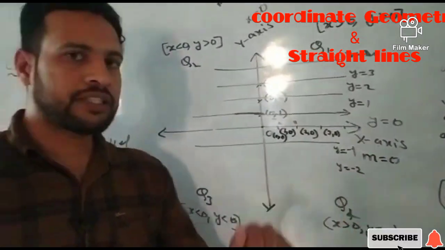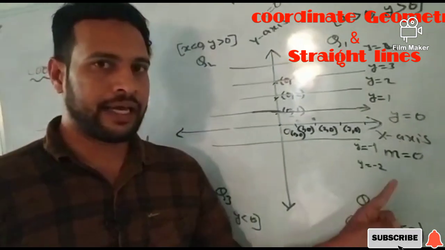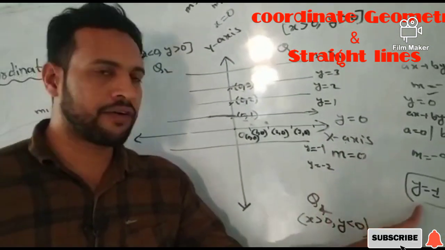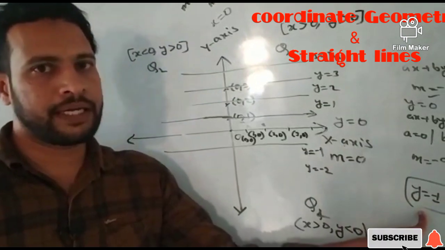We can conclude that the lines which are parallel to x-axis are in the form of y is equal to plus or minus k.